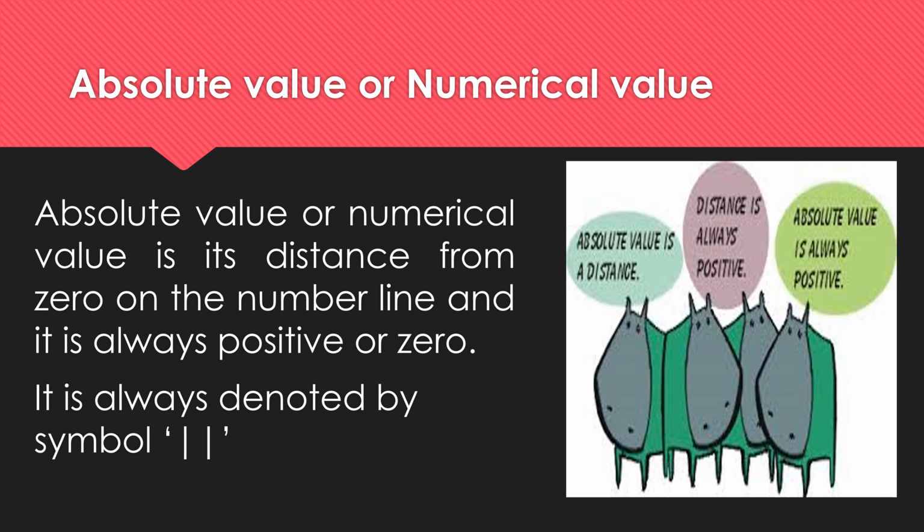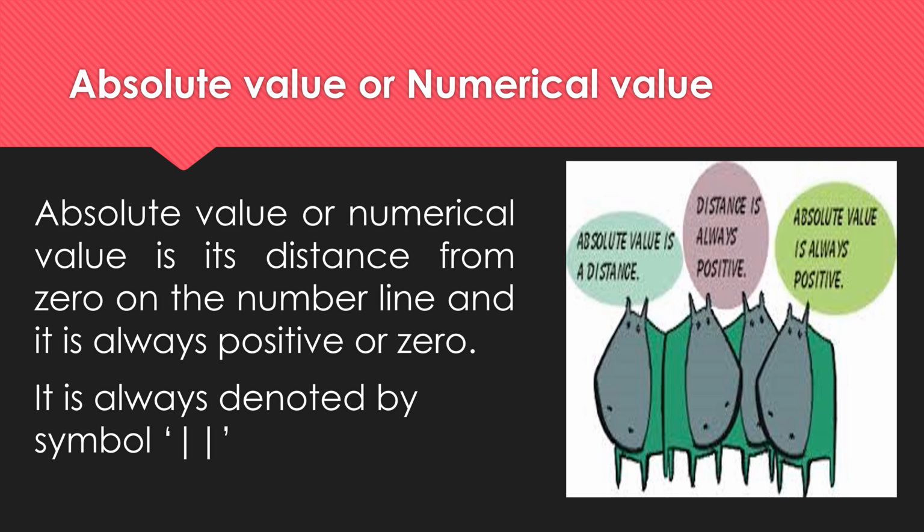After getting through the ascending and descending order of integers, now we have another concept: absolute value, or numerical value, of integers. As you all know, on the number line, there are some numbers on the right side of the 0 which are positive integers, and some numbers on the left side of the 0 which are negative integers.